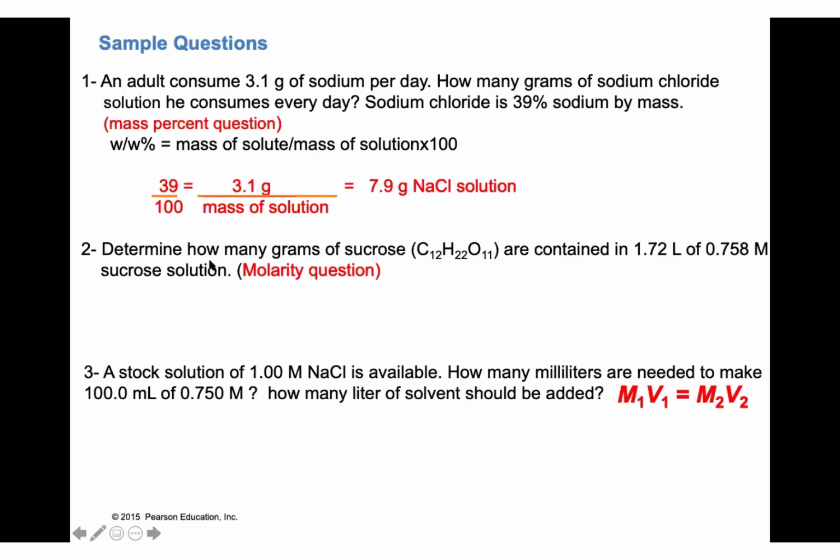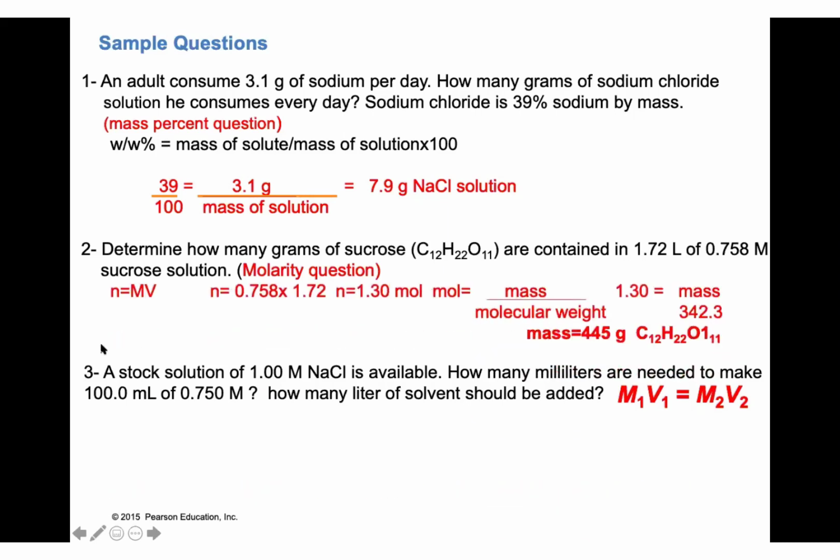You can always use this method to make sure you got the correct answer. So determine how many gram of sucrose are contained in 1.72 liter of solution. Do you think, guys, which type of question is that? It's a molarity question. So is n equals MV? Of course. So n equals, make sure it should be in liter, and then I convert it to gram of sucrose. Make sure you follow the correct number of sig figs.